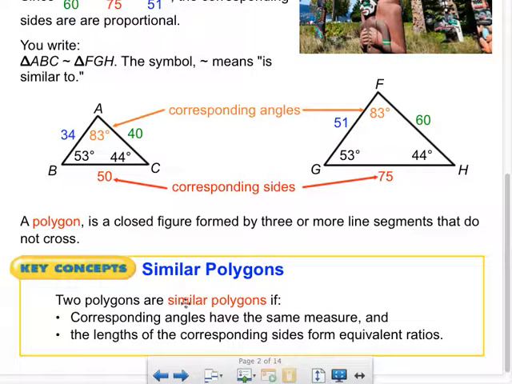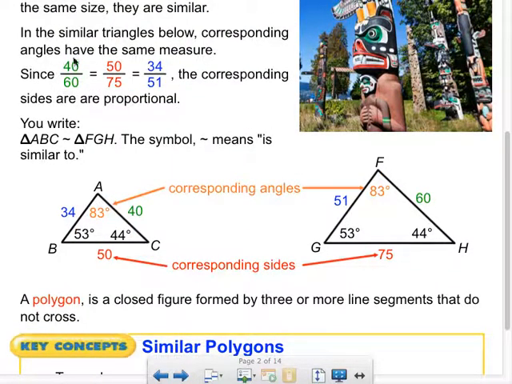Similar polygons. 2 polygons are similar if corresponding angles have the same measure. So you notice these 2 are similar and they have the same measure for the corresponding angles. And the length of the corresponding sides form equivalent ratios. So if you guys look, do you see how I matched up my sides to make these ratios? Yeah. Okay.